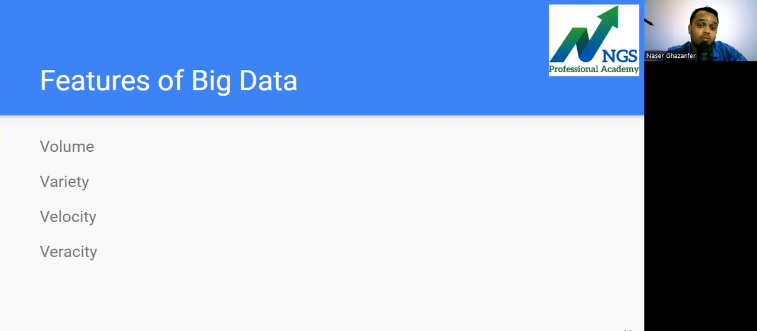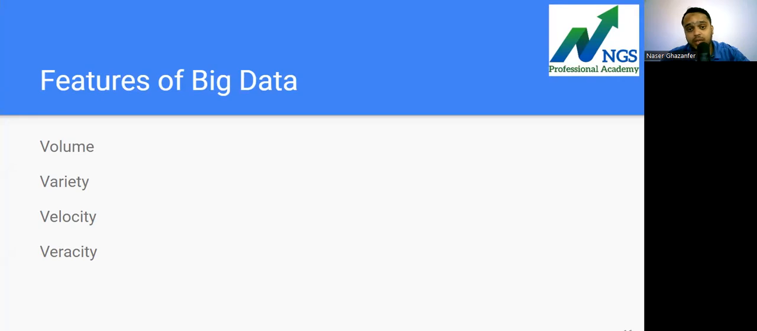Like, in what volume you are getting it, what type of varieties are there about the data, and in what speed you are receiving. Matlab data bante hi ja raha hai, content create hote ja raha hai. Consumer preferences samajh mein aate ja rahe hain, sale purchase hote ja raha hai, to data bante ja raha hai. So that is the velocity in which you are getting it.